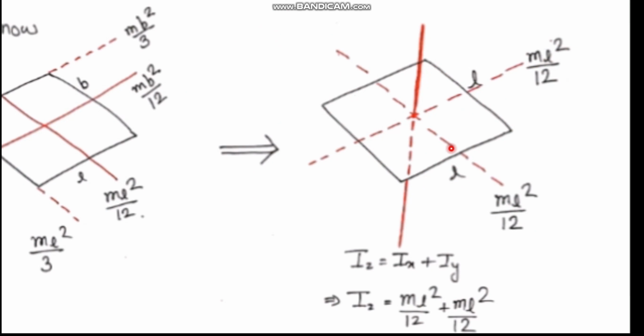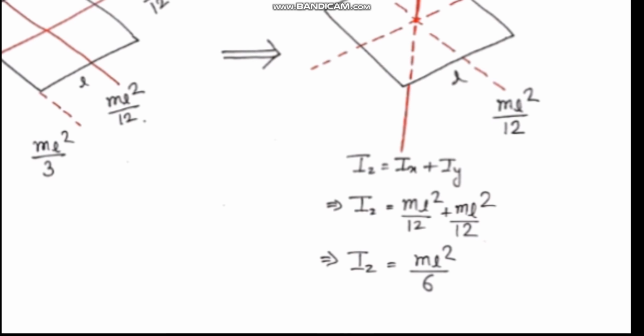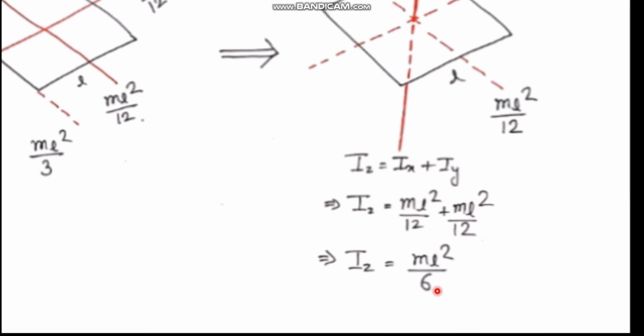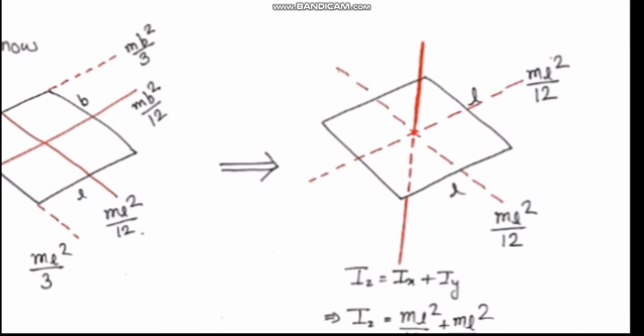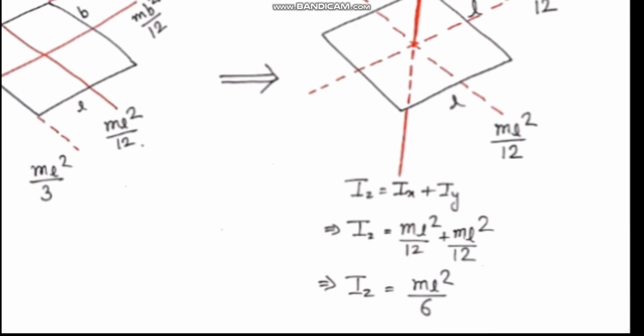Now we can apply the perpendicular axis theorem. These two axes may be taken as the x-axis and y-axis lying in the plane of the object. This axis, perpendicular to the plane of the object, may be taken as the z-axis. Now by the perpendicular axis theorem, Iz is Ix plus Iy. So Iz can be written as mL square by 12 plus mL square by 12, so it is mL square by 6. So the moment of inertia of a square plate about an axis through its center perpendicular to its plane is mL square by 6. Let us extend this result further.